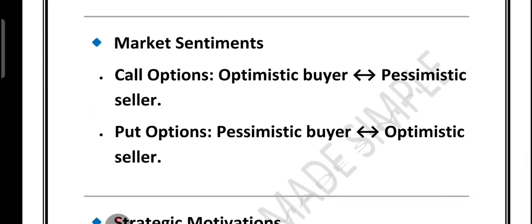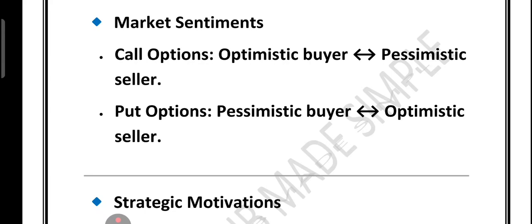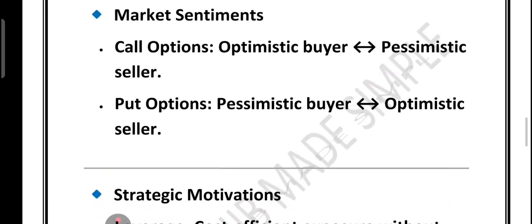Market sentiments. Options reflect market mood. Call option means the buyer expects price to rise, optimistic market, and the seller expects price to fall, pessimistic market, right? And put option means the buyer expects price to fall, pessimistic market, and the seller expects price to rise, optimistic market. So remember, call is optimistic for the buyer, pessimistic for the seller. Put means pessimistic buyer, optimistic seller.